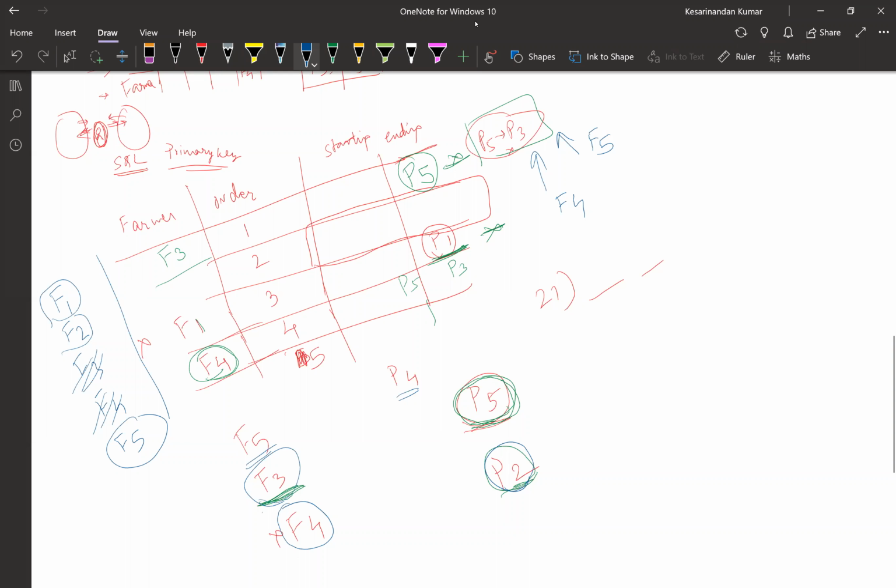If we place P5 to P3 here, can we or can we not place P5 to P3 here? If yes, why? If no, why can't? Others as well? Think for 30 seconds, let me know. Can we place P5 to P3 here? If yes, why yes? If no, why no?